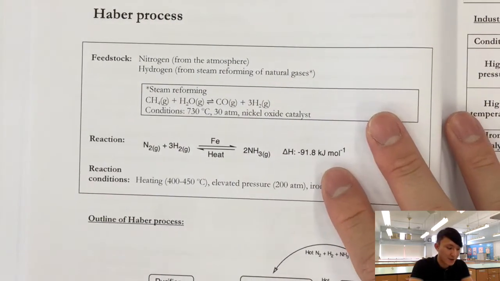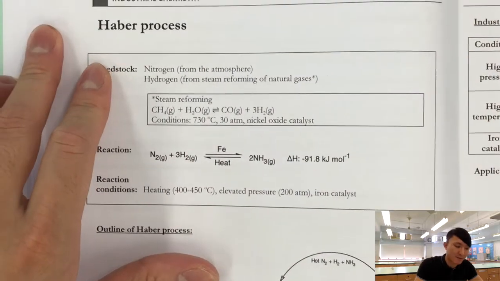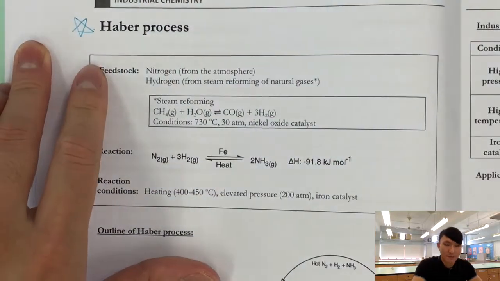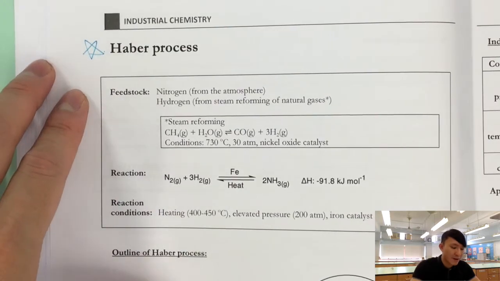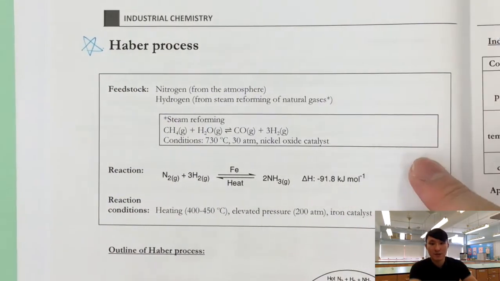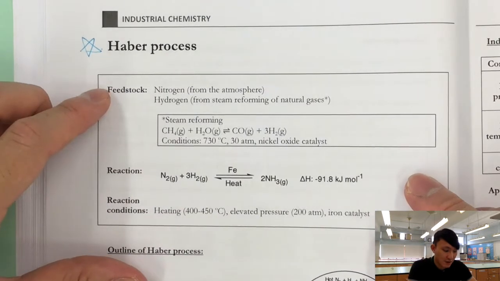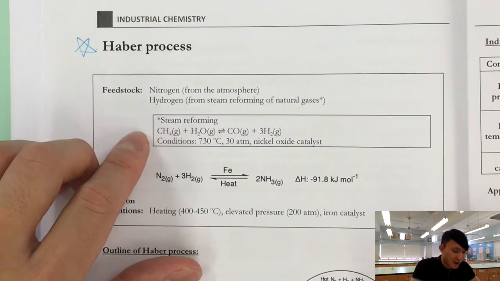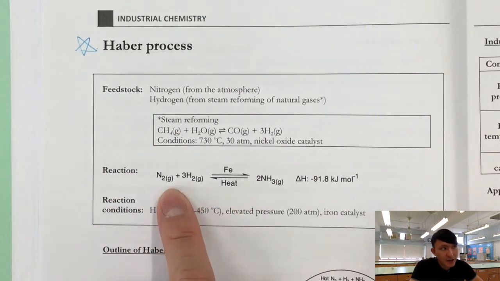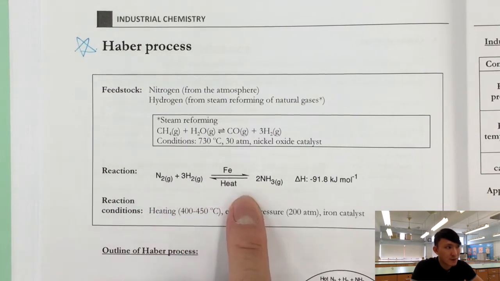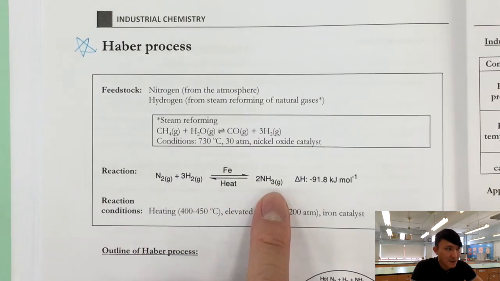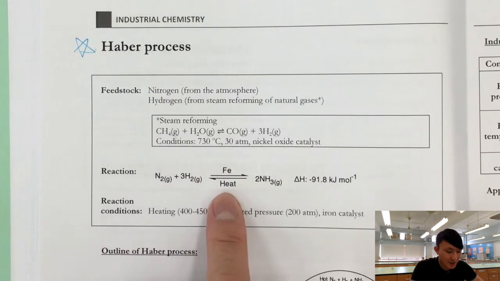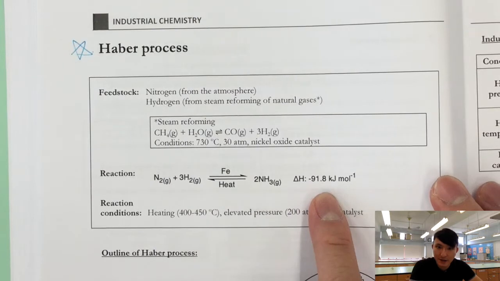Now, this part is very important, the Haber process. Almost every year, this topic will be asked. Whenever we want to study an industrial process, we need to know the feedstock, the reaction, and the reaction conditions. And all of these you need to memorize. Perhaps we look at the reaction first. We have N2 reacting with H2, reversibly forming ammonia. Notice that we use iron as the catalyst, and of course we need high temperature. The reaction is exothermic. You need to bear in mind the forward reaction is exothermic.